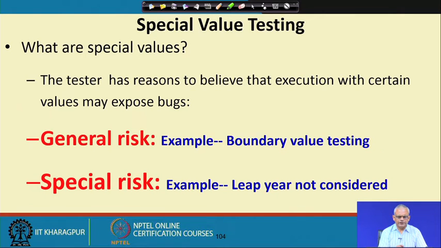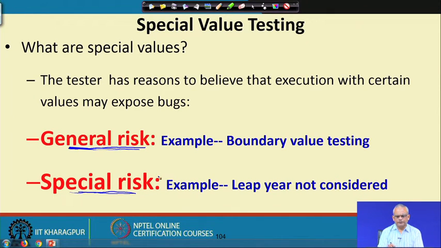There are two types of risky values that a tester can identify. One is called the general risk. The general risk is identified by examining the equivalence classes, and the boundary values of the equivalence classes in general are suspect. But then there are special values which are of risk, which may not be boundary.